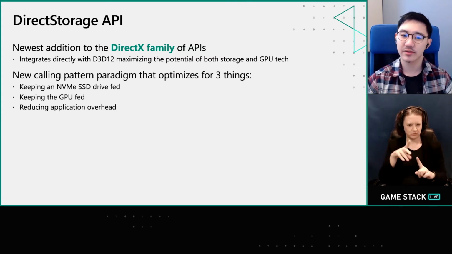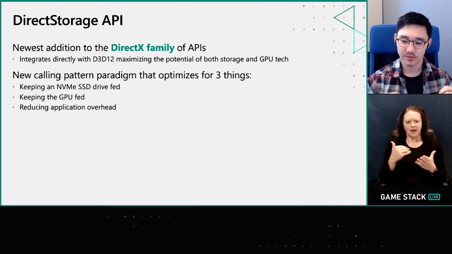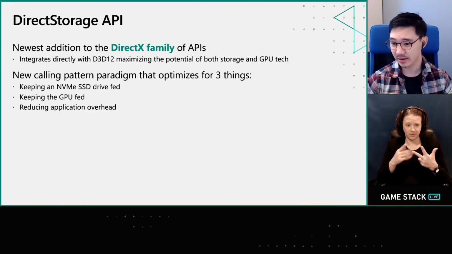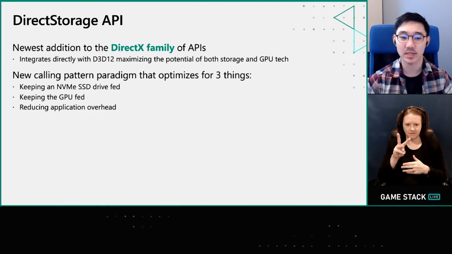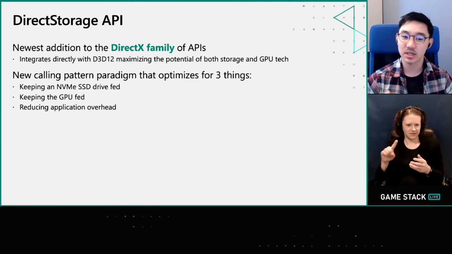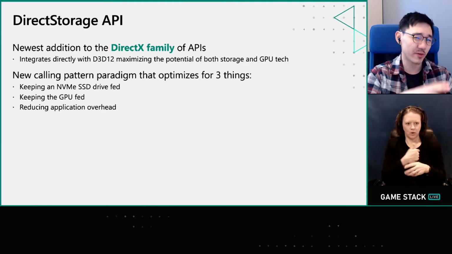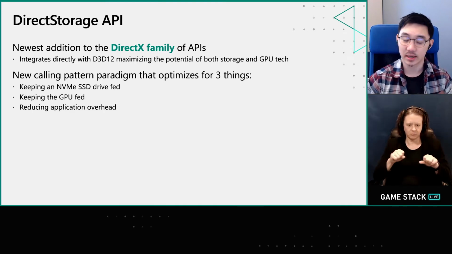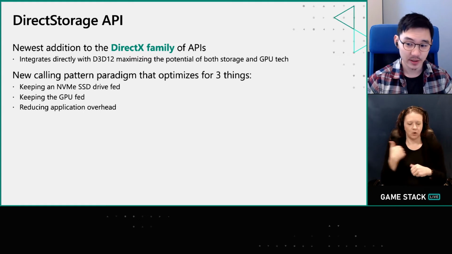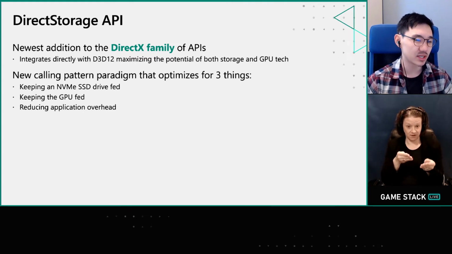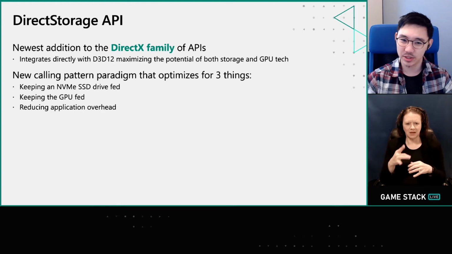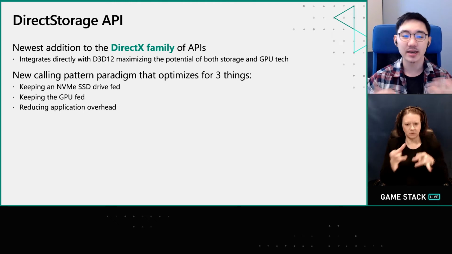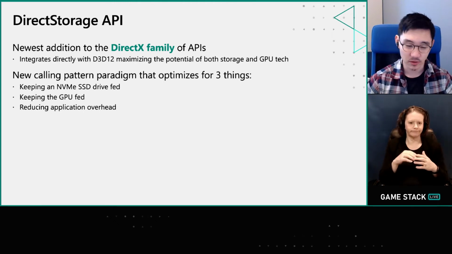It introduces a new calling pattern that optimizes for three specific things. One is to keep the NVMe SSD drive fed. As I was mentioning before, we want to make sure that we get the most out of the hardware. There are specifics around how an NVMe SSD should be fed to make sure that it delivers to you the bandwidth that you want, the maximum potential. It also manages to keep the GPU fed. For the same reason, the GPU likes certain patterns of workloads come into it to make it the most efficient possible, pipelining your work, batching your work. And finally, the DirectStorage API reduces application overhead.